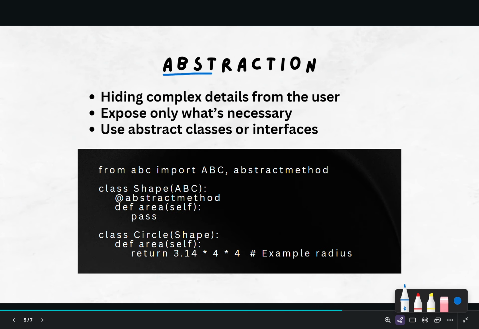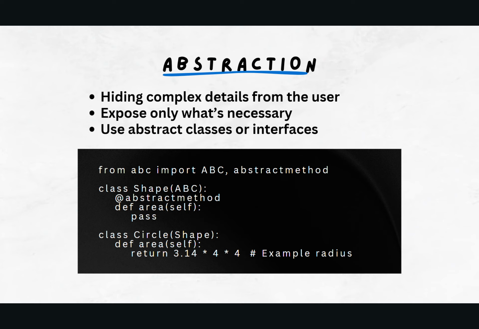Now what is abstraction? Okay, so hiding complex details from the user and exposing only what is necessary by using abstract classes or interfaces, that is known as abstraction. So we have this module called ABC module. So we will import ABC from ABC module and abstract method. Now we have a class called shape, and as it is taking in this ABC module, this is an abstract class and this is an abstract method.